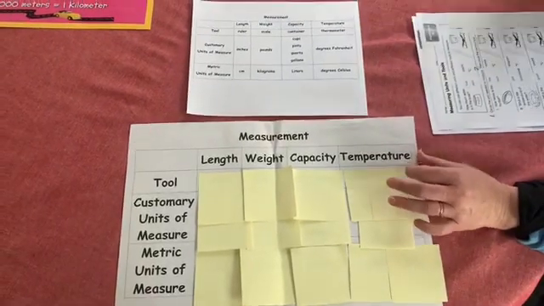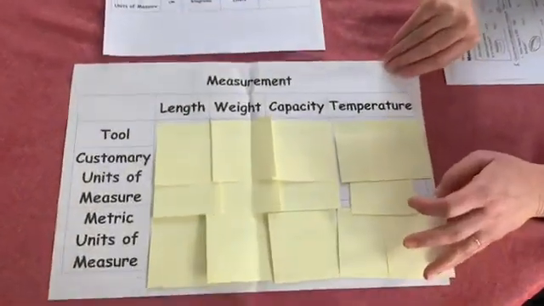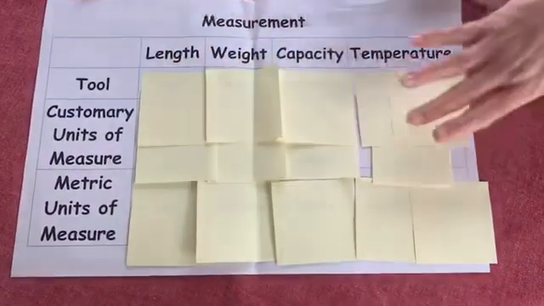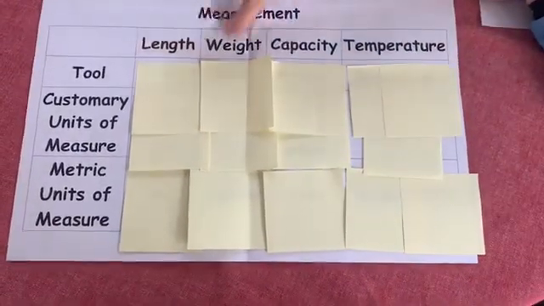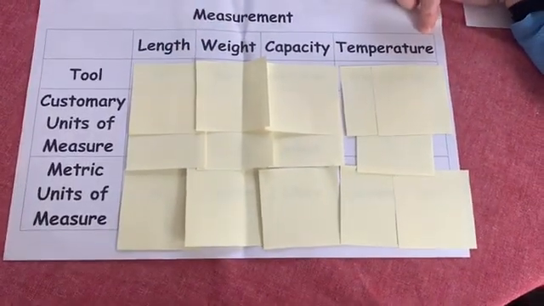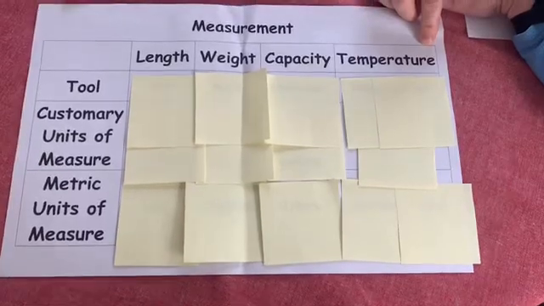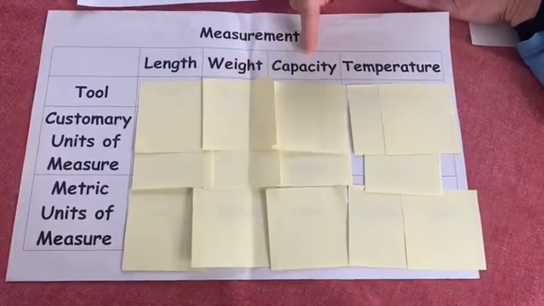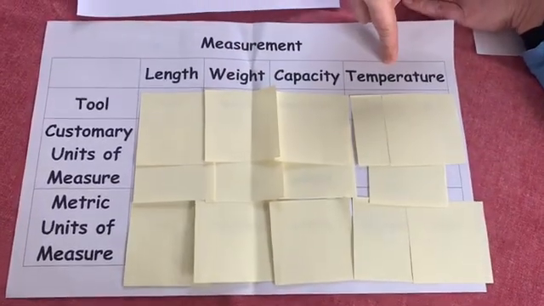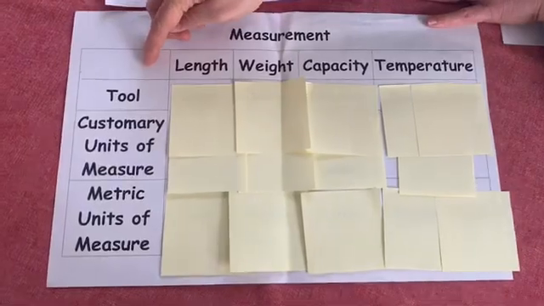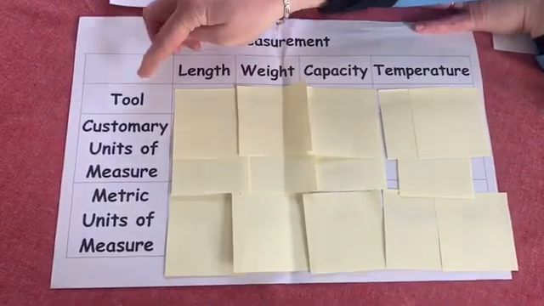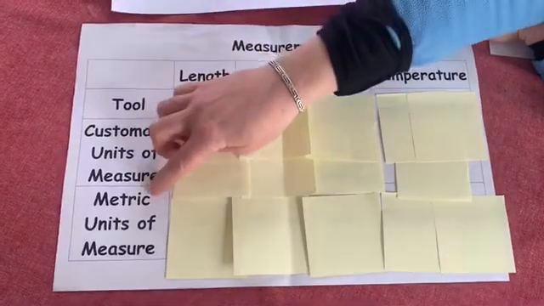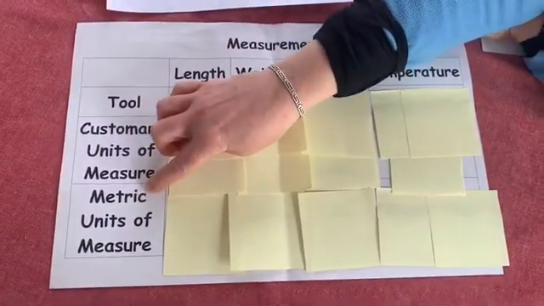So if you look, we have two sections that I have not covered up. Across the top, I have categories. My categories are all the categories in which we learned about measuring: length, weight, capacity, and temperature. Down the side, I have some other categories: tool, customary units of measure, and metric units of measure.